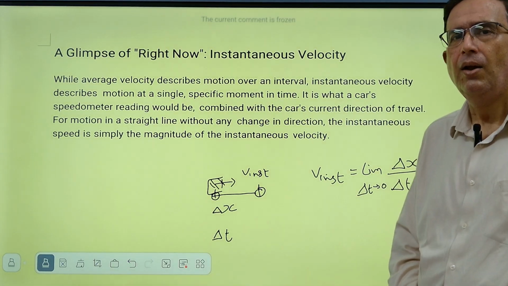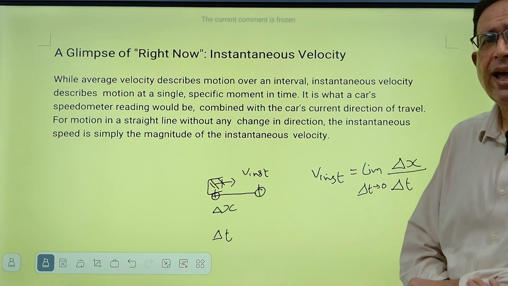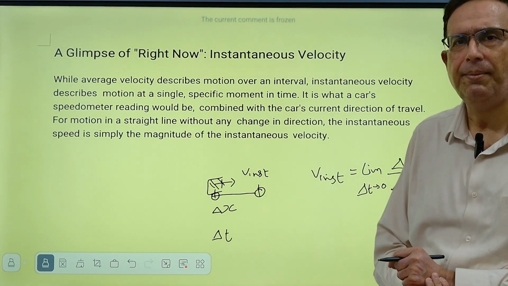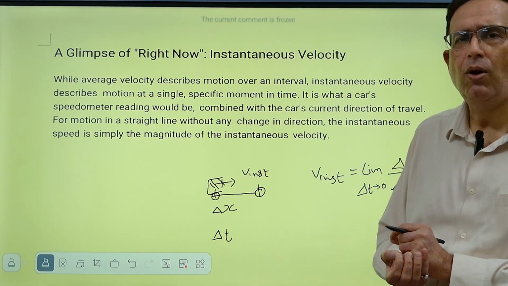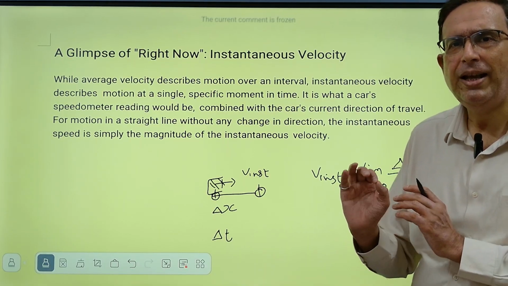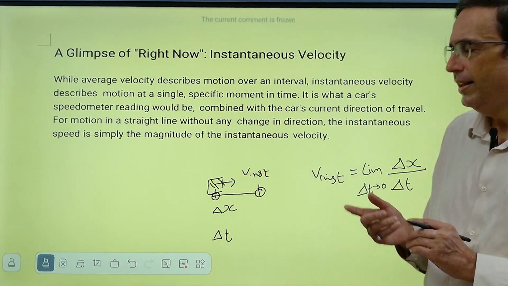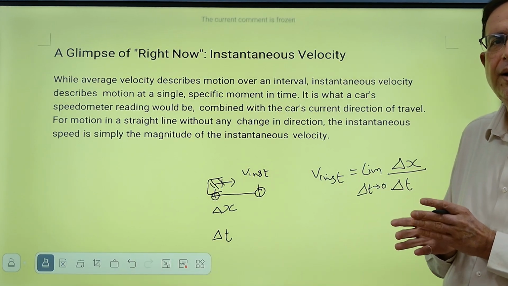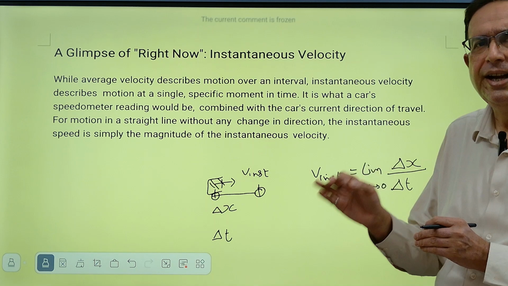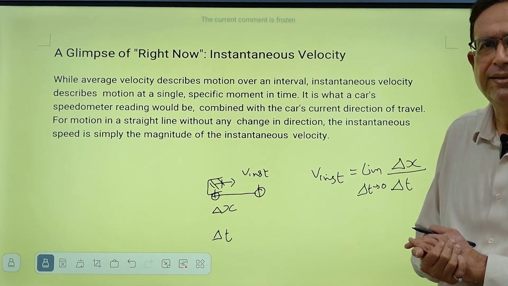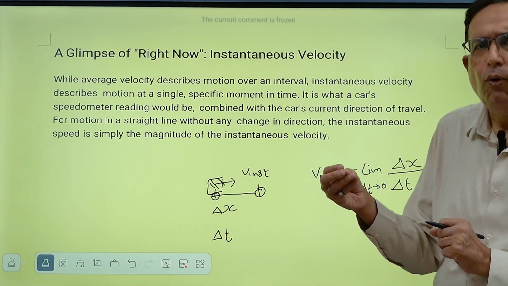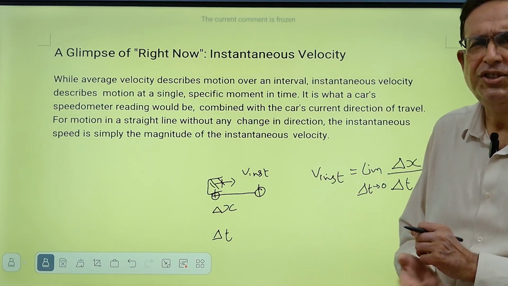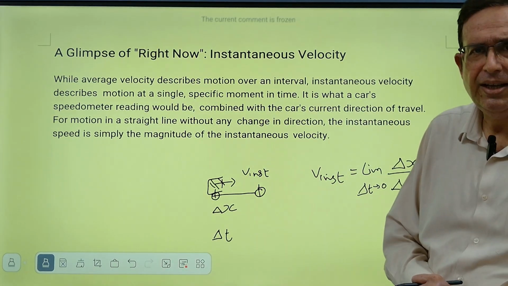You understand, we are talking about a very small fraction of time. What was the displacement in that small fraction of time? In that small fraction of time, the displacement is delta x. Then we divide the displacement by time and take the limit of the time taken tending to 0, almost instantaneous. So almost instantaneously, what is the change in the position divided by a very small change in time? That would be the instantaneous velocity.